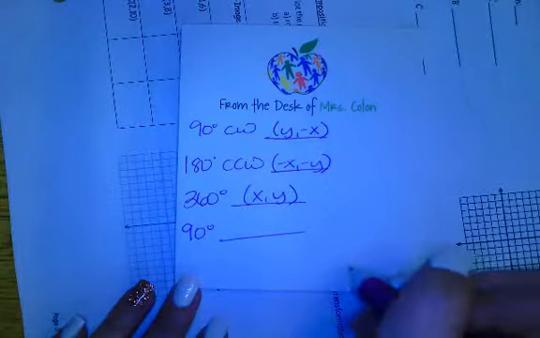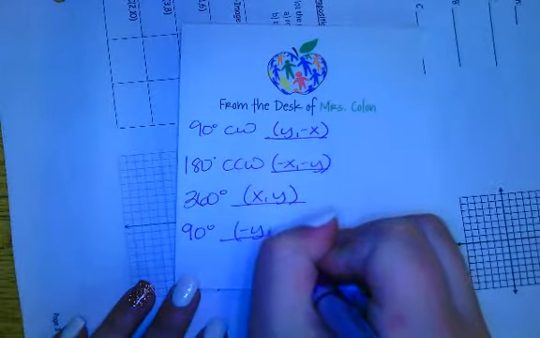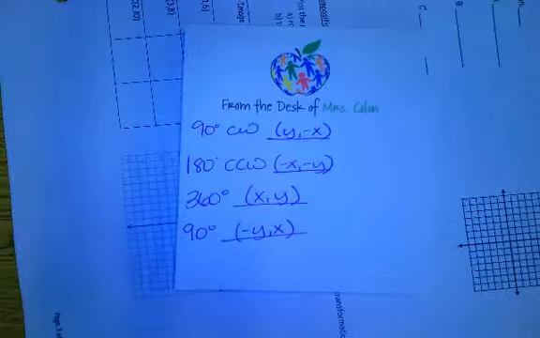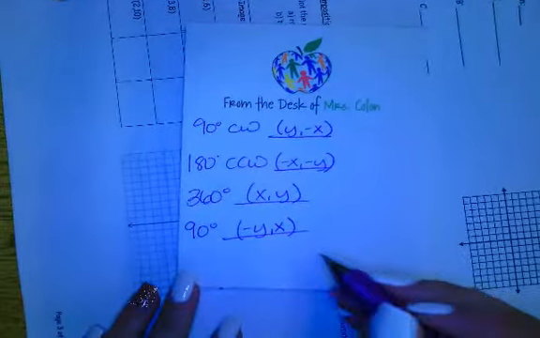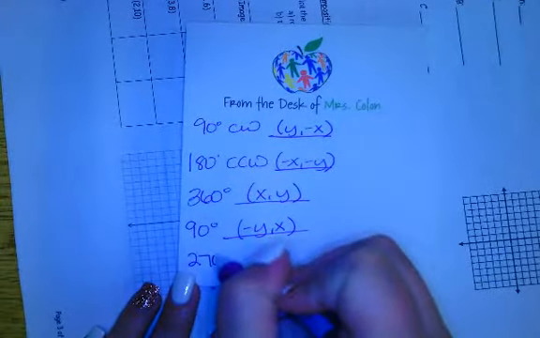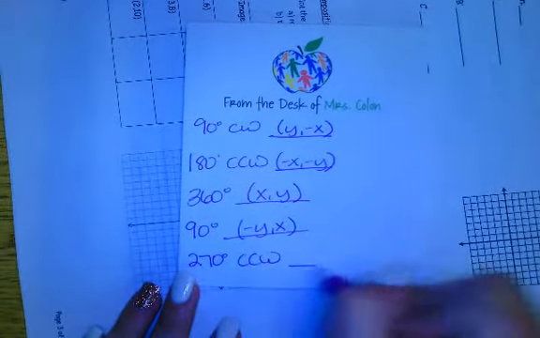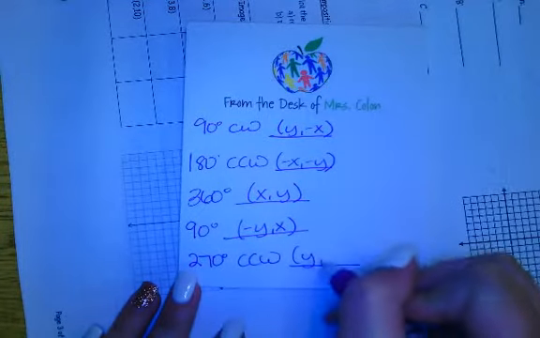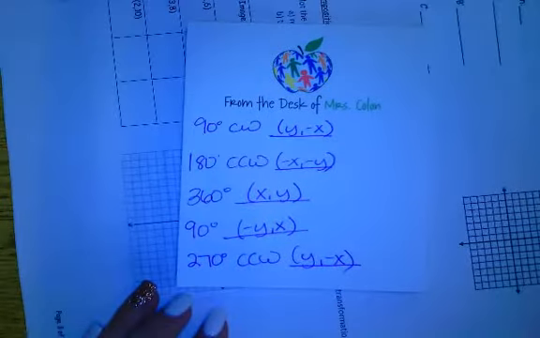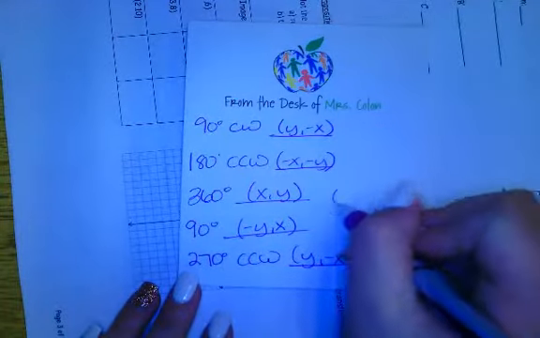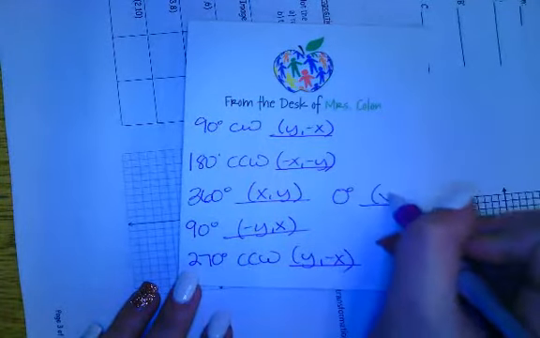How did you know? Very good. I did that on purpose. It is always counterclockwise unless I say, or the paper says, clockwise. Very good. 270 degrees counterclockwise. 0 degrees. 180 degrees clockwise.